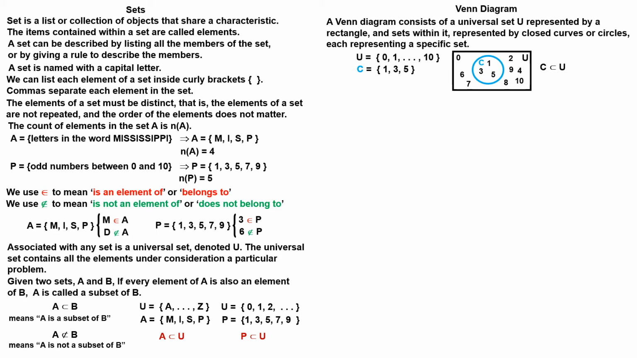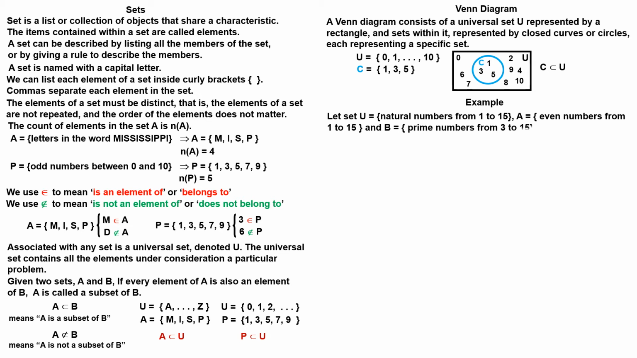Let's see how it works. Set U is the set of natural numbers from 1 to 15. Set A is the set of even numbers from 1 to 15. Set B is the set of prime numbers from 3 to 15. List the sets U, A, and B. Let's write down the elements of set U, A, and B.